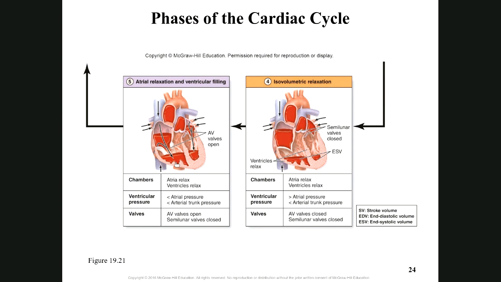But before this next cycle, you can see that your atria and ventricles, both of them, are in relaxation. The atria receive the blood and send it gradually to the ventricles. So here you can see the atrial relaxation and ventricular filling. At this time, all of your chambers are relaxed. The ventricular pressure is less than the atrial pressure and arterial trunk pressure, and the semilunar valves are closed and the AV valves are open.